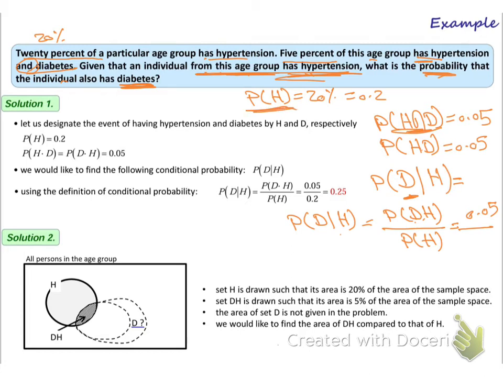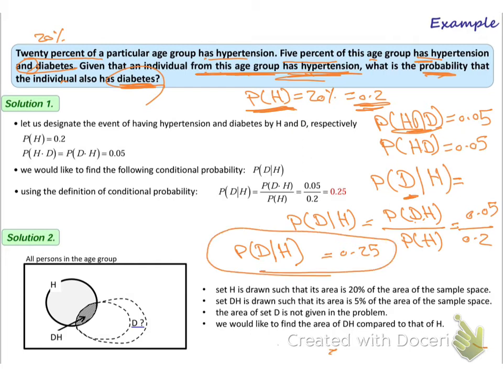I wrote the first one here. The probability of H is 0.2. So 0.05 divided by 0.2 equals 0.25. So this is the probability that the person has diabetes, given that he has hypertension as well. I hope this one is clear. Forget about this solution number 2, it is a little confusing.